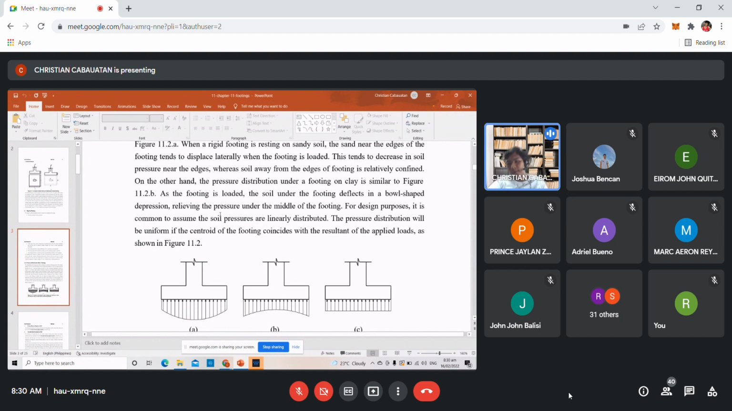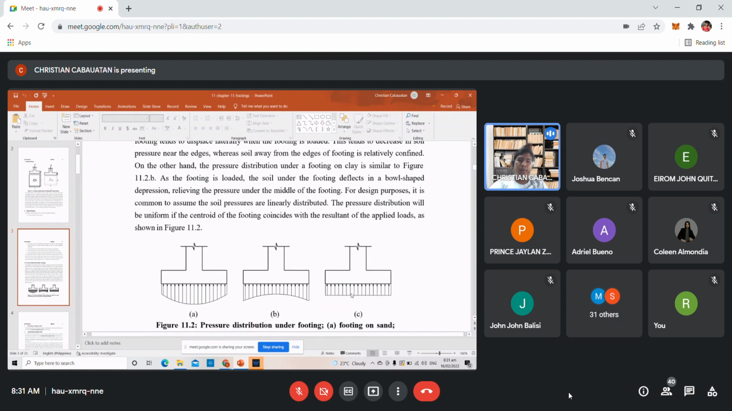For design purposes, it is commonly assumed the soil pressures are linearly distributed. So mostly sa design, ito na yung kino-consider natin. In actual, it would be like this, no? Ganito yung kanyang distribution, yung letter A and letter B. But for designing, they prefer to use a linearly distributed pressure. Okay? The pressure distributed will be uniform if the centroid of the footing coincides with the resultant of the applied loads as shown in 11.2.